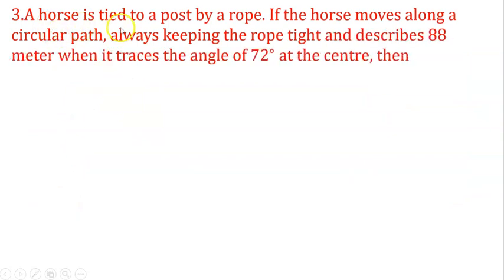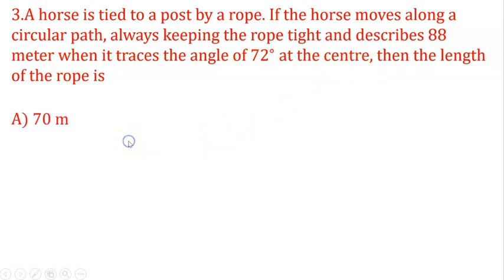A horse is tied to a post by a rope. If the horse moves along a circular path, always keeping the rope tight, and describes 88 meter when it traces the angle of 72 degree at the center, then the length of the rope is. The first option A is 70 meter, B is 55 meter, C is 40 meter, D is 35 meter. Now we'll solve this.